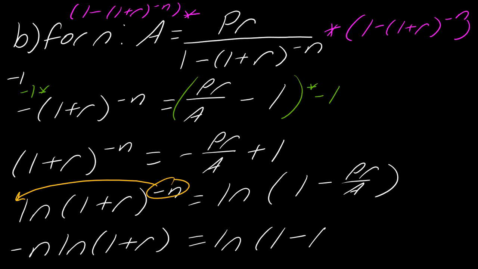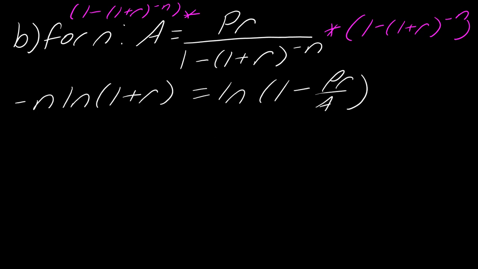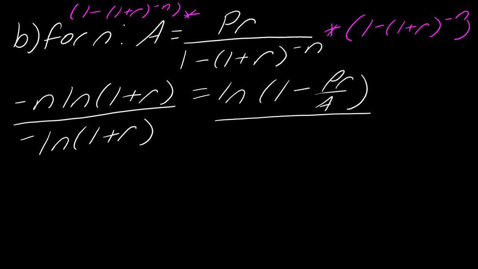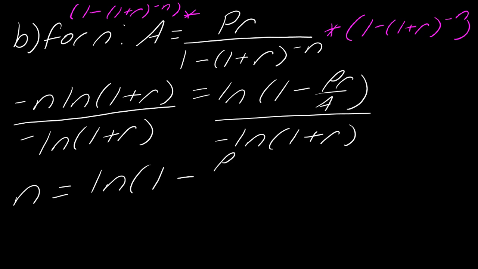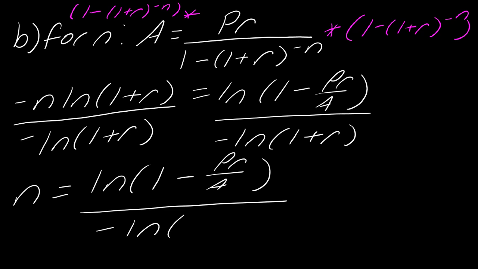Let me clear a little more space. Now we're in the home stretch, so we can just divide by the thing that we don't want. I want the n to be positive, so I divide by a negative, and then natural log of 1 plus r. Do that to both sides. And I have n equals the natural log of 1 minus pr over a, over the negative natural log of 1 plus r.